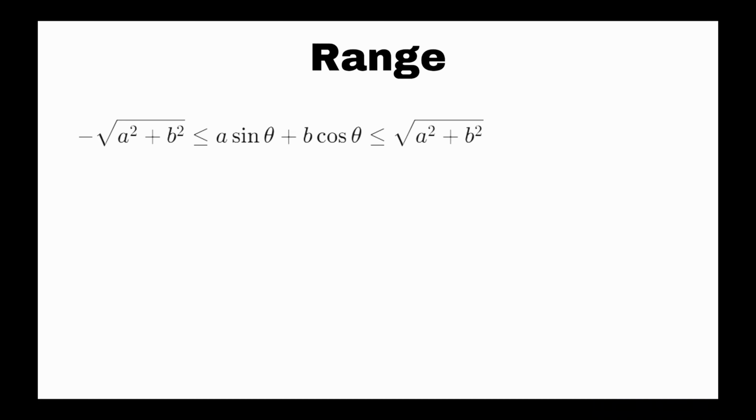So now let's talk about the range of any trigonometric function that has been given to you. Let's say you have a trigonometric function in this format: a sin theta plus b cos theta. Its maximum value would be root under a square plus b square, and its minimum value would be minus root under a square plus b square. So this is my minimum value and this is my maximum value.